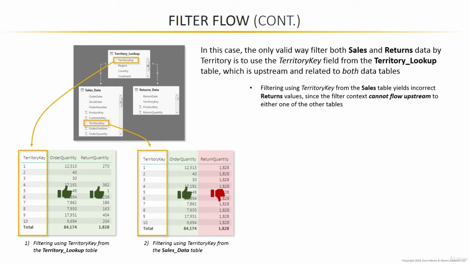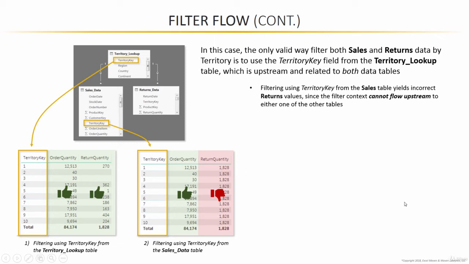Filtering using territory key from our sales data table will yield the correct order quantities, since those come from the sales data table, but incorrect returns values. And the reason that's the case is that the filter context that we created by using territory key in the sales data table is stuck in this table. It cannot flow up through this relationship because it can't flow against the direction of the arrow to filter either the lookup or the returns data. So as a result, the return quantity knows nothing about the filter context that was set from using the territory key in the sales data table, and therefore just returns the same grand total value over and over again.